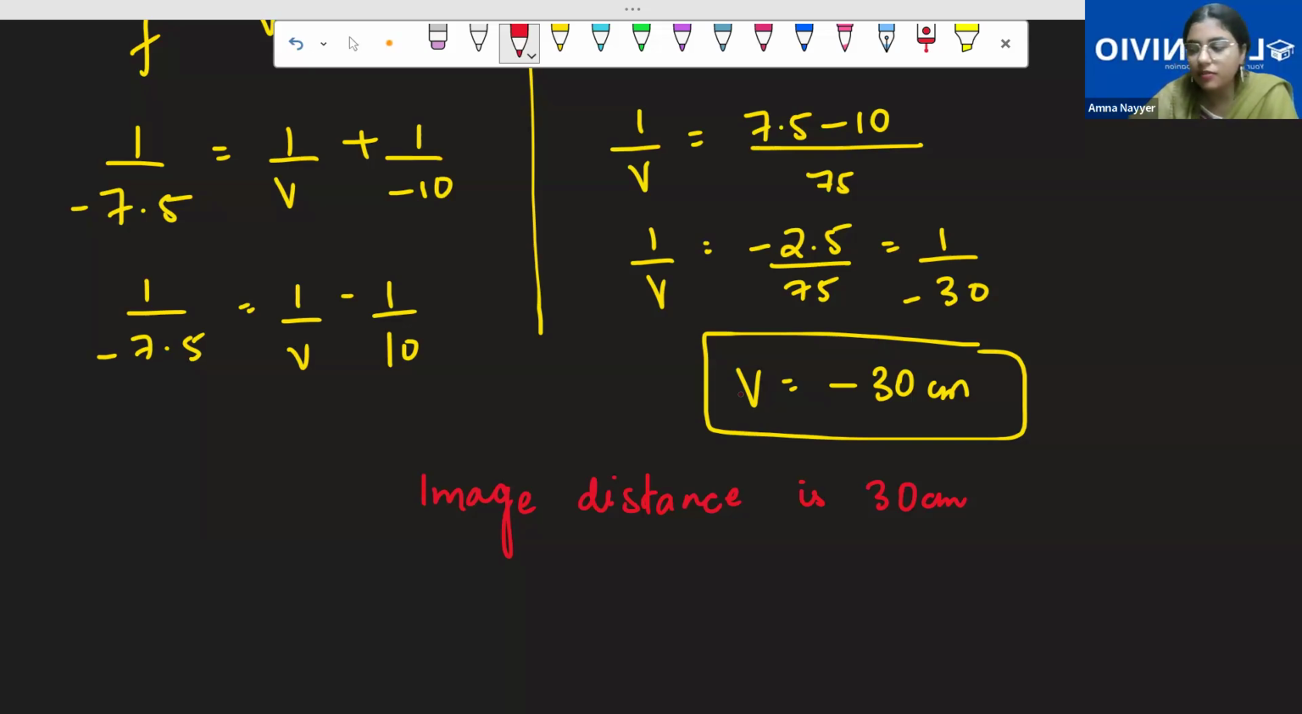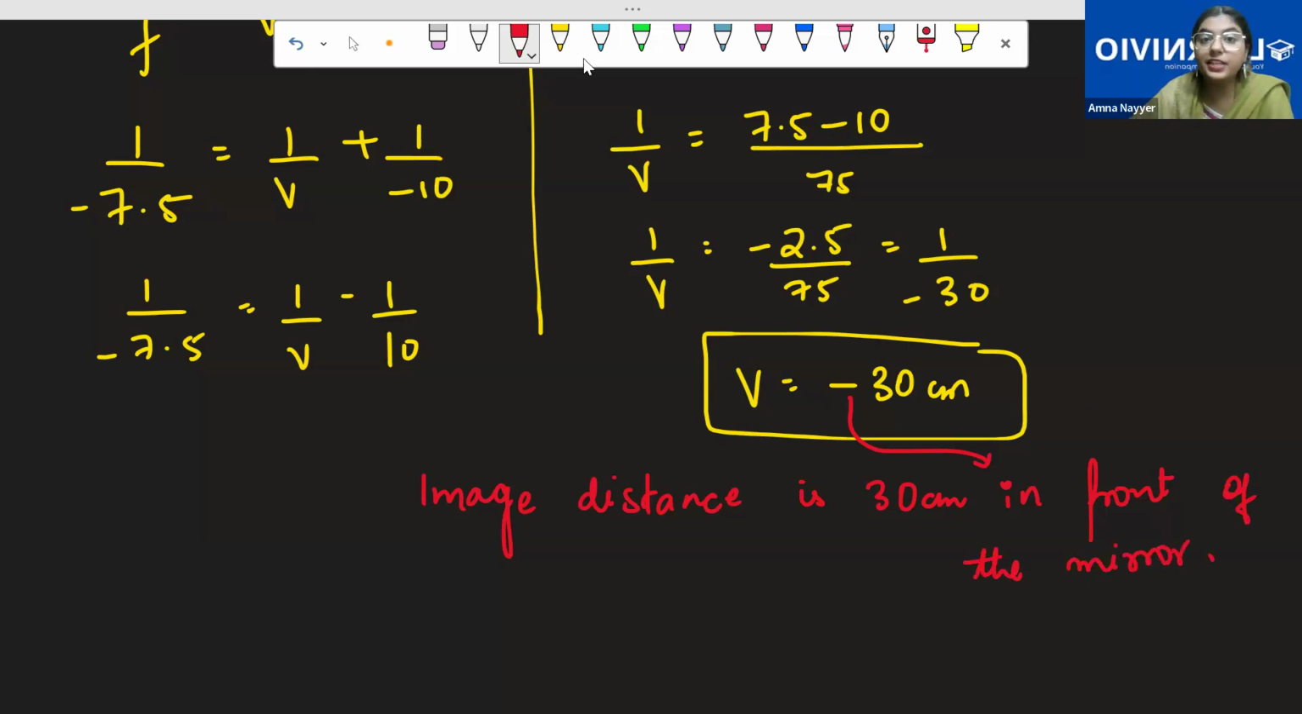Don't apply so much of the concept of ray diagrams here. Look at the value, minus 30. Why will it be minus? Minus means in front of the mirror. If this was plus, then in concave, you get one case where you get positive image also behind the mirror. Then how do you know which case is this? Just see the negative and positive in front of the mirror.